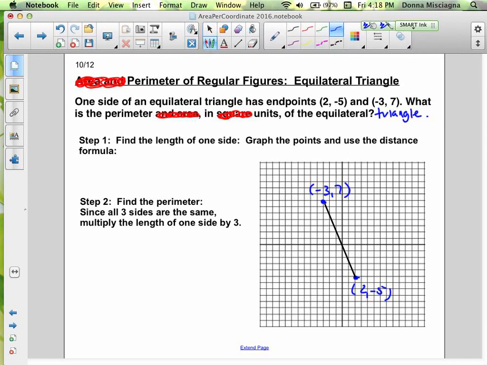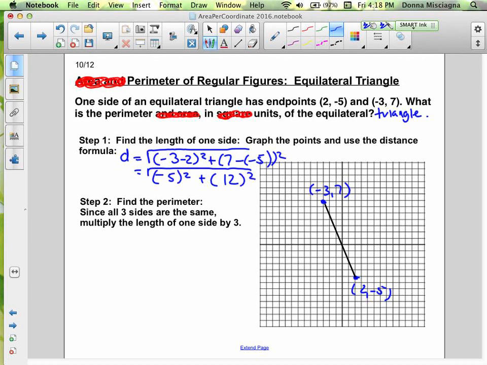Because that's actually the most important concept for this particular triangle. So we want to find the length of one side, all right? Let's use the distance formula. Remember the distance formula is the square root of the change in x squared plus the change in y squared. I'll just start with the first point I see. So -3 minus 2 squared plus 7 minus -5 squared. And then we simplify. That would give us -5 squared. Don't forget your parentheses. The negative is squared. And then 7 minus a -5 is 12.